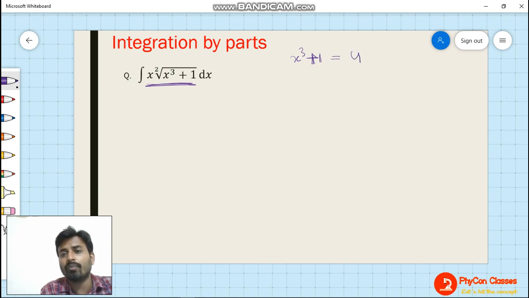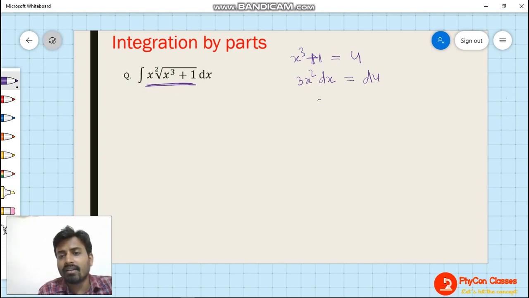Let's suppose it is u. Now what we can do, just differentiate both the sides. How do we differentiate x cube? X cube differentiation will be 3x square dx, right? And differentiation of 1, for constant the differentiation is 0, right? So the differentiation of u will be du, right?